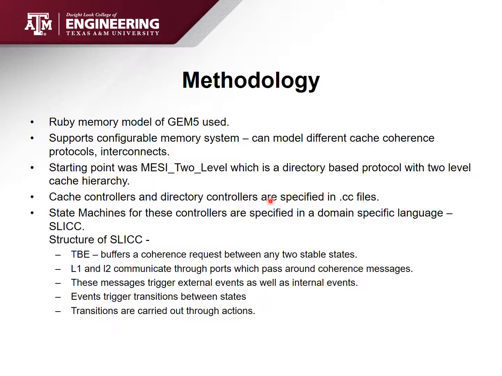The code for the cache and directory controllers is specified in .cc format, but their state machines are specified through a domain-specific language called SLICC. Now, SLICC has several components like the TBE buffers. A TBE buffer is allocated when we start moving away from a stable state and is deallocated when we reach the next stable state. L1 and L2 caches communicate through coherence messages which are passed around using ports.